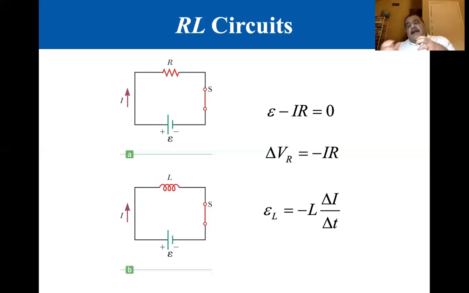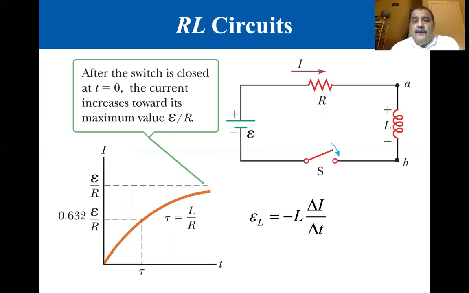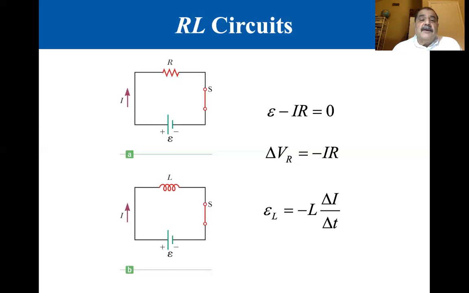Now this is something that wants to limit the current. So it opposes any growth in current, because a growth in current means a growth in magnetic field, and Lenz's law says it wants to oppose that. So I thought there was one more. I guess that comes later.